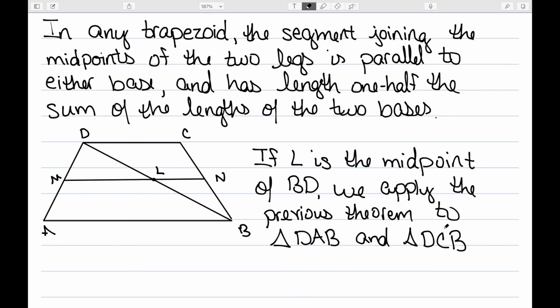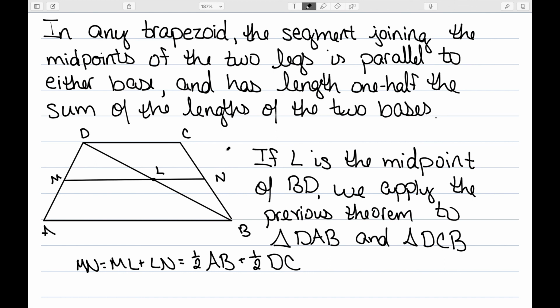If L is the midpoint of my diagonal BD, then we can apply the previous theorem to triangle DAB and triangle DCB. In this case, we would have MN is equal to ML plus LN. We already know that ML would be 1/2 the length of AB. And we know that LN would be 1/2 the length of DC, which gives us what we want. So if L is the midpoint here, then we can just use our previous theorem to get that this is parallel to each of the bases, and that the length of MN is 1/2 the sum of the bases.